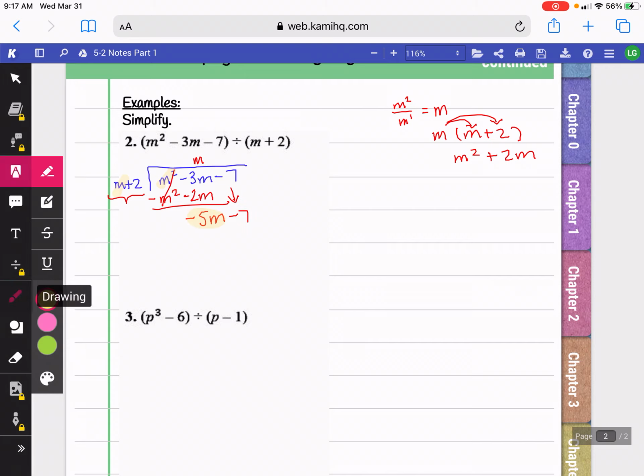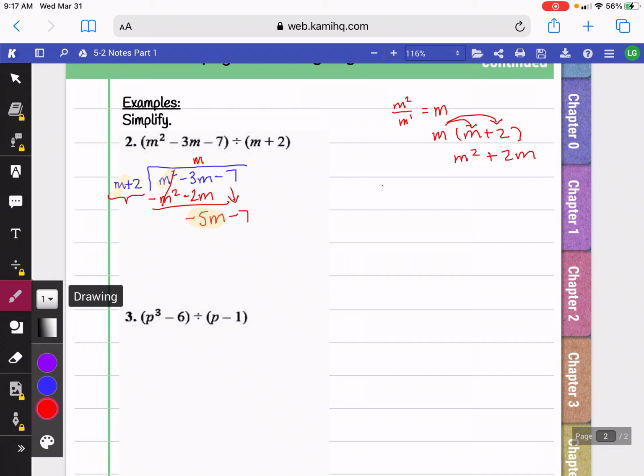So my new first term is negative 5m. And I'm going to divide that by m. Here, since the m's are the same, 1 minus 1 would be 0. They cancel. So you're left with negative 5. That's part of your answer.